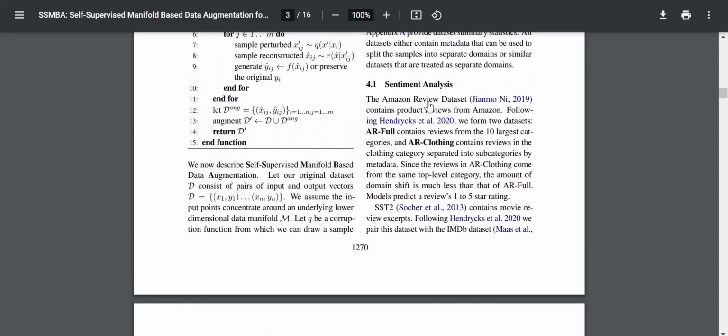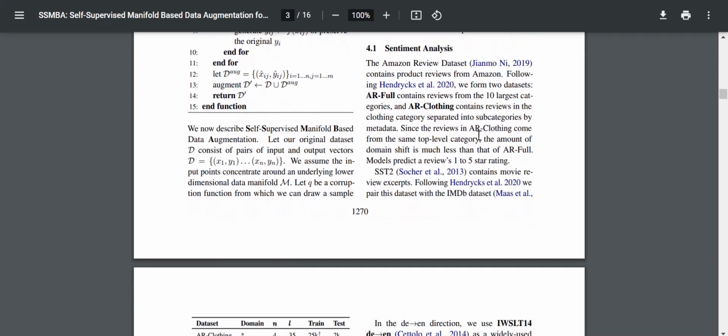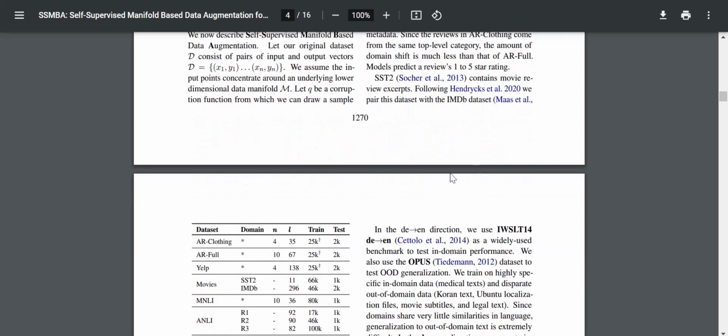The sentiment review Amazon dataset is a pretty standard dataset. Following Hendricks et al. 2020, they formed two datasets: the full dataset, which contains reviews from the 10 largest categories, and the clothing dataset, which has the clothing category separated into subcategories by metadata. Since the reviews in Amazon review clothing come from the same top level category, the amount of domain shift is much less than that of the entire dataset. Models predict the review's 1 to 5 star rating. So basically, given a review, you need to predict the rating.